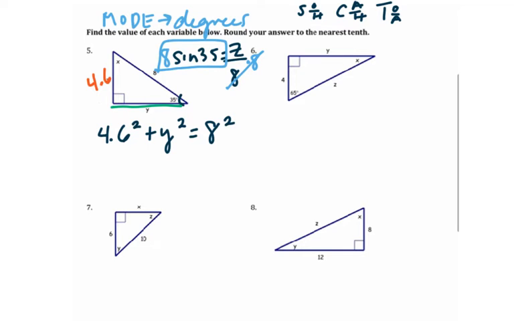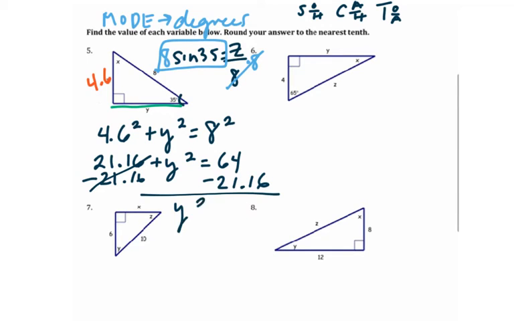So 4.6 squared is the number 21.16 plus Y squared equals 64. I'm going to subtract. So that leaves me with Y squared equals 42.84. Take the square root. So my Y value, I got 6.5.